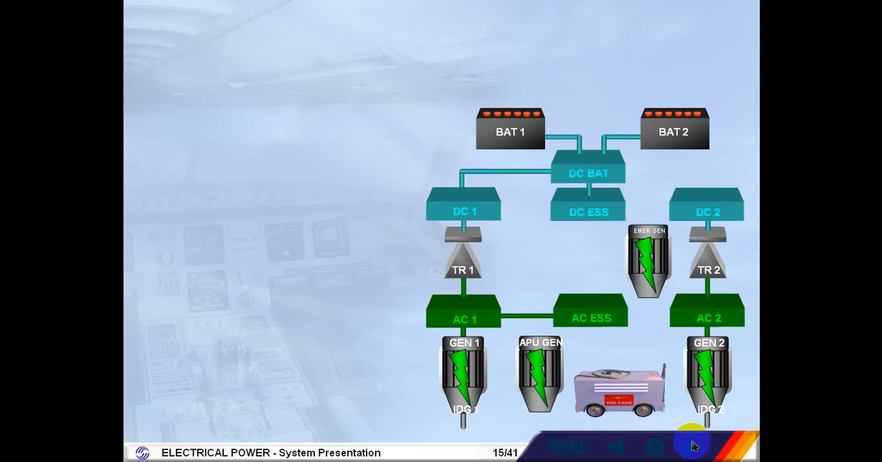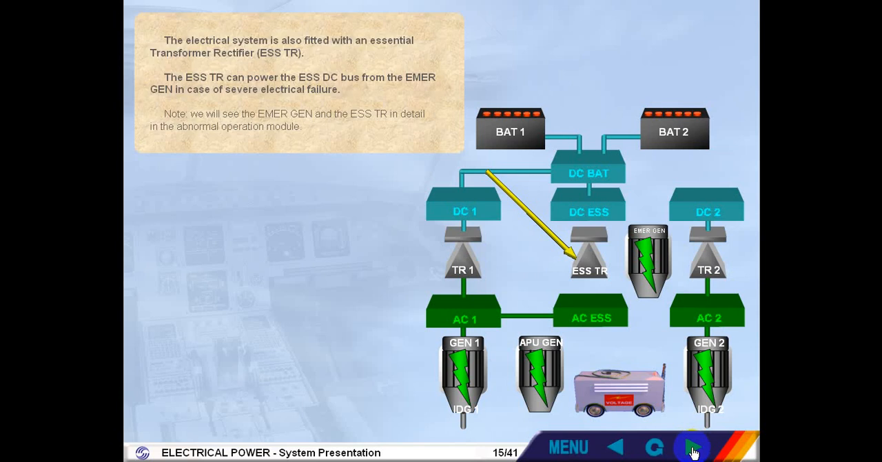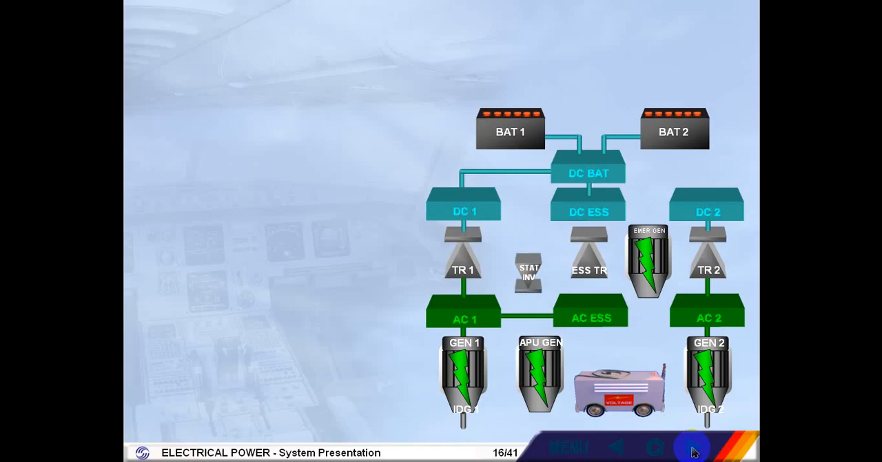The electrical system is also fitted with an essential transformer rectifier, essential TR. The essential TR can power the essential DC bus from the emergency generator in case of severe electrical failure. Note, we will see the emergency generator and the essential TR in detail in the abnormal operation module. Finally, a static inverter allows part of the AC electrical network to be supplied from BAT1.